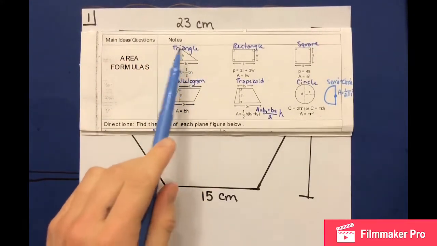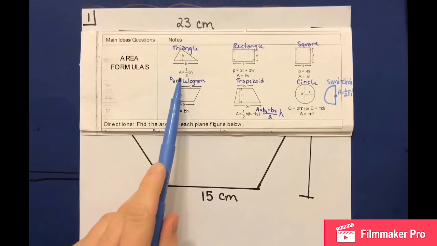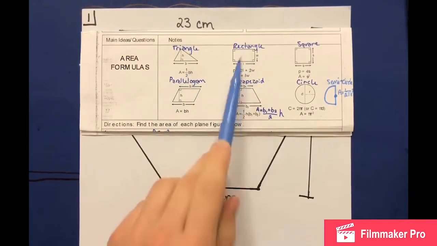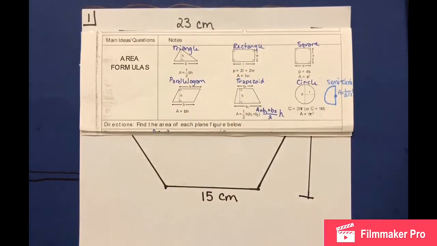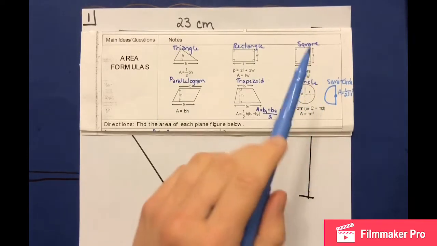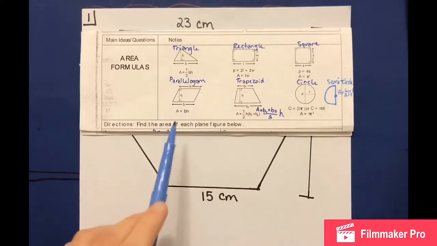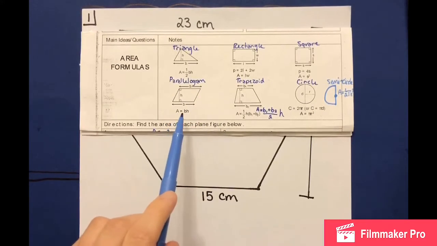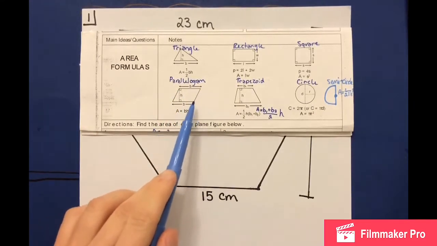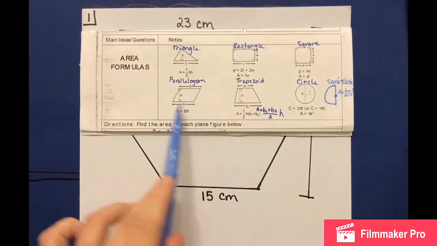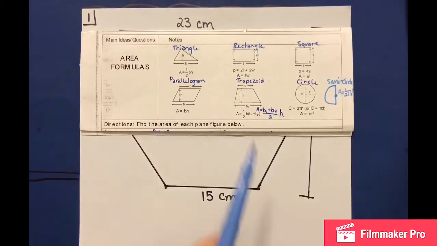So first thing we have is a triangle. Area is equal to 1/2 base times height. Rectangle, length times width, or base times height. It doesn't matter which word you're using. Square is the side squared. Parallelogram is just area equals base times height. It just means all the opposite sides here are parallel. So this is parallel to this. This is parallel to this.